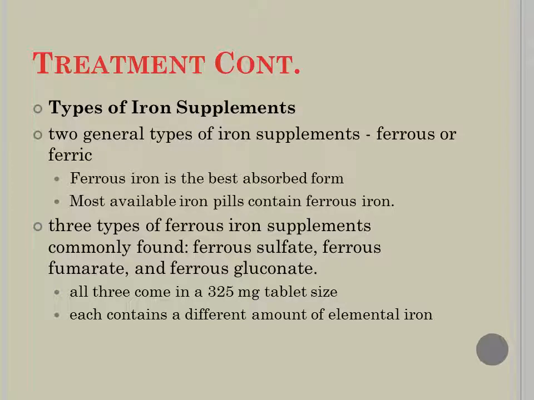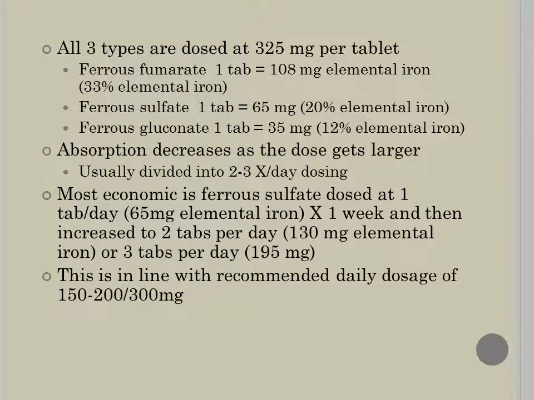And we talked a little bit about the types of iron supplements. There's ferrous and there's ferric. The ferrous iron is the best absorbed form, and most are available in the pills. And most of these pills do contain the ferrous iron. There are 3 types. There's ferrous sulfate, ferrous fumarate, and ferrous gluconate. All 3 of these contain 325 milligrams, and each contain a different amount of the elemental iron. And you're dosing them all at 325 milligrams also.